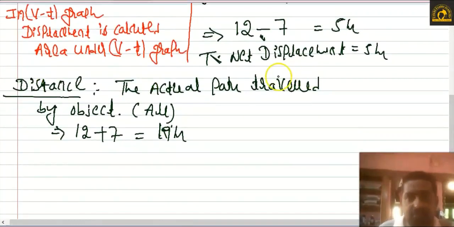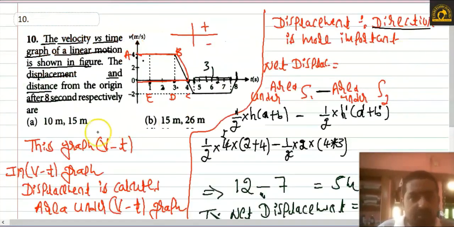So the displacement is 5 meter and the distance is 19 meter. Which is the correct answer? That is option C, 5 meter and 19 meter. Option C is the correct answer for the 10th question.